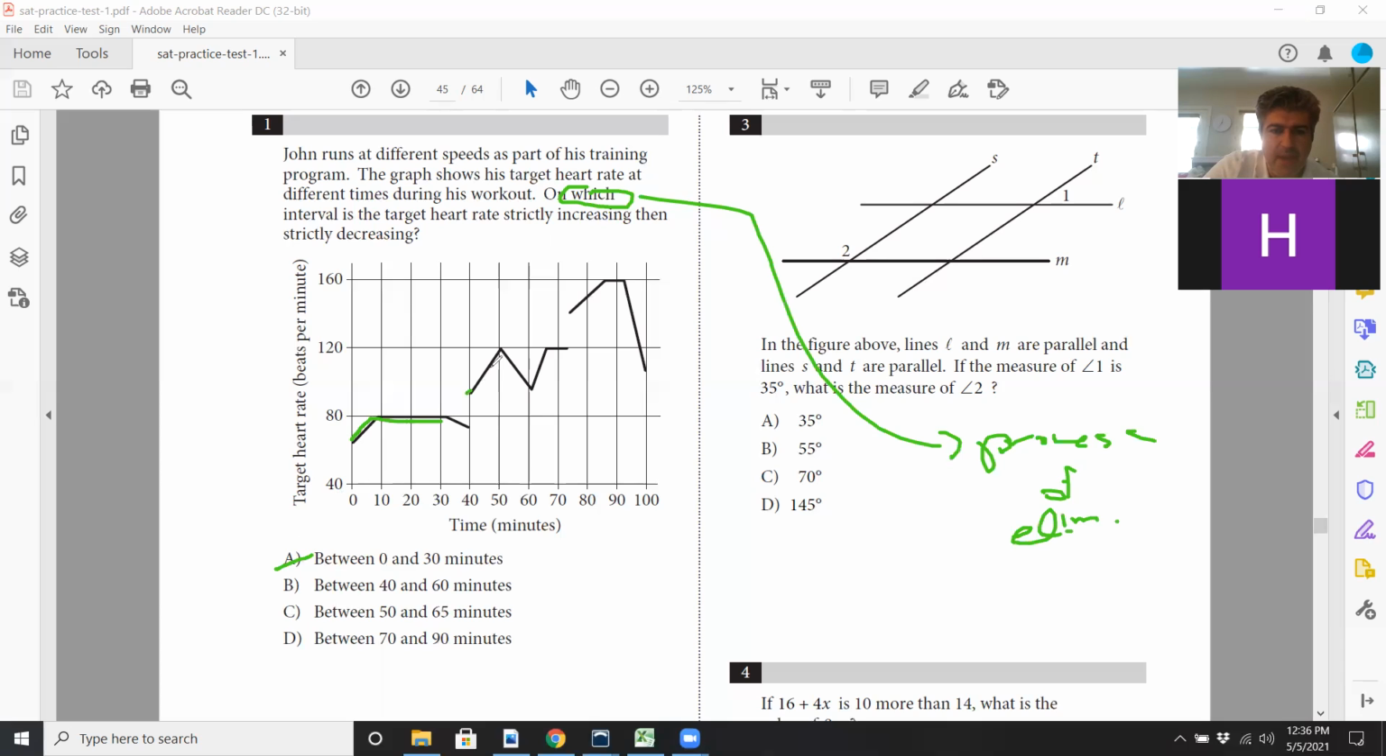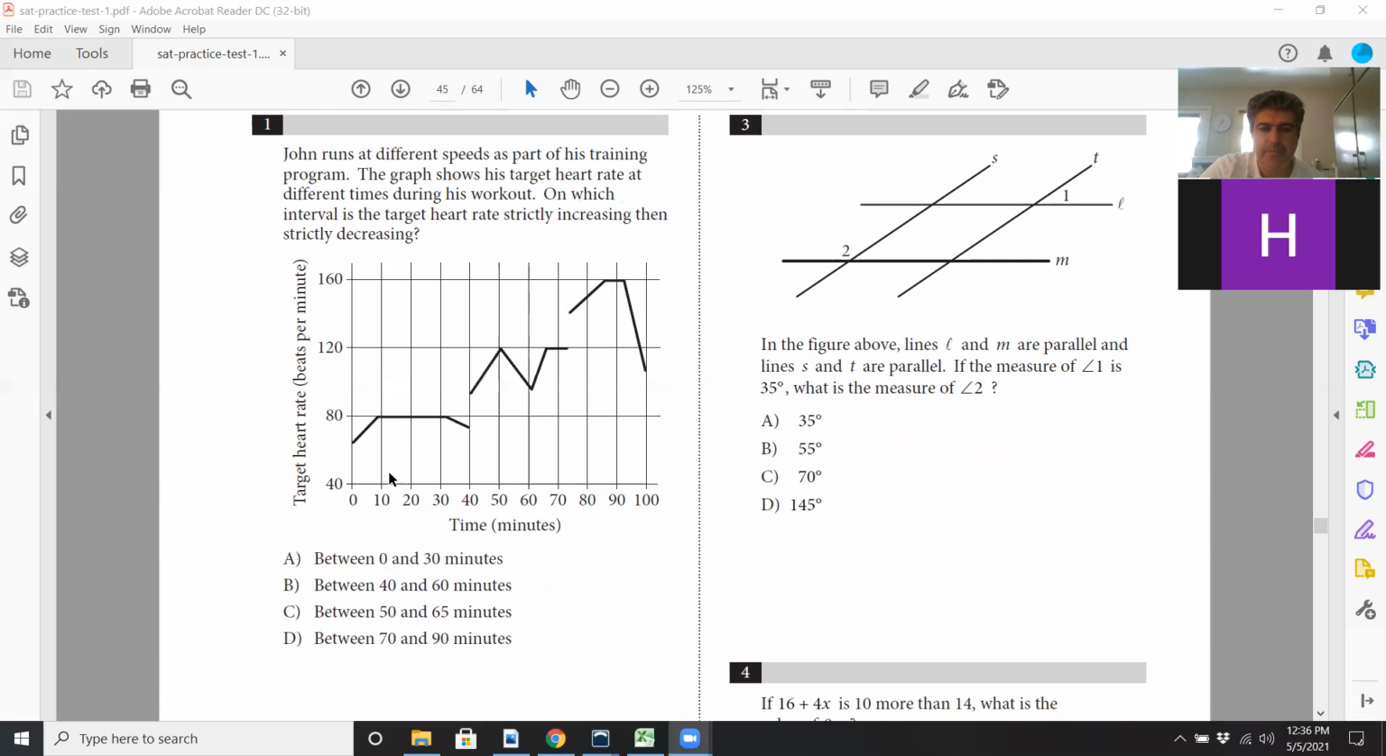40 and 60, up and down. I like that one. 50 and 65, up, so down, up, and then flat. Not really so sure if I am too keen on that one. And then strictly increasing, then decreasing, never mind. C does decrease and increase. That's what we don't want to see. Then 70 and 90 increases, flat, and then decreases, that's out. So it's B.